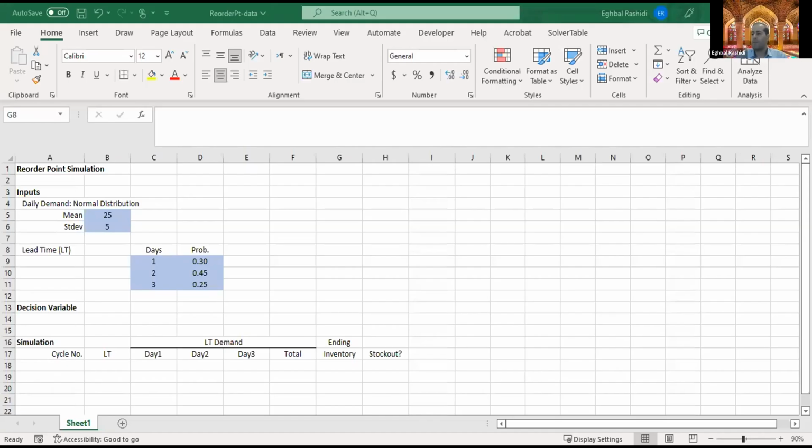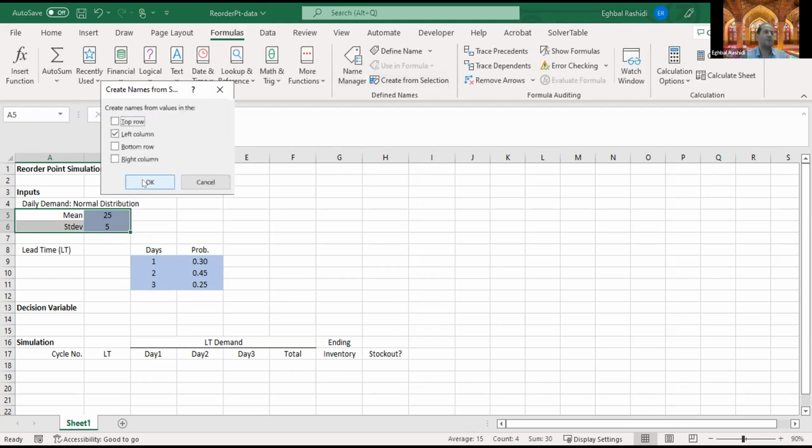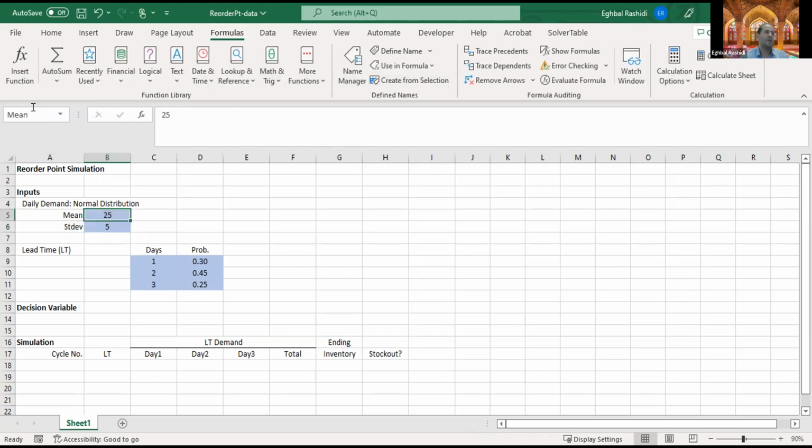So I have opened the reorder point data file. Let me share the video. All right, so you see here some inputs. We have the daily demand random distribution, which is a normal distribution with an average of 25 and a standard deviation of 25. I'm going to first name these values with range names. So this is mean. And this is the standard deviation.